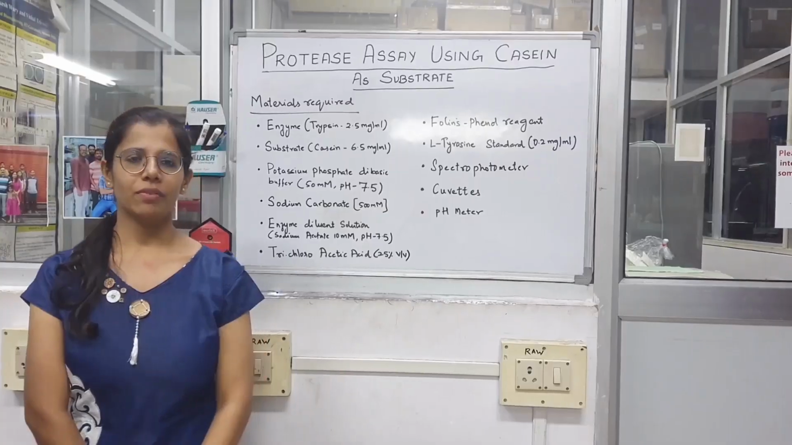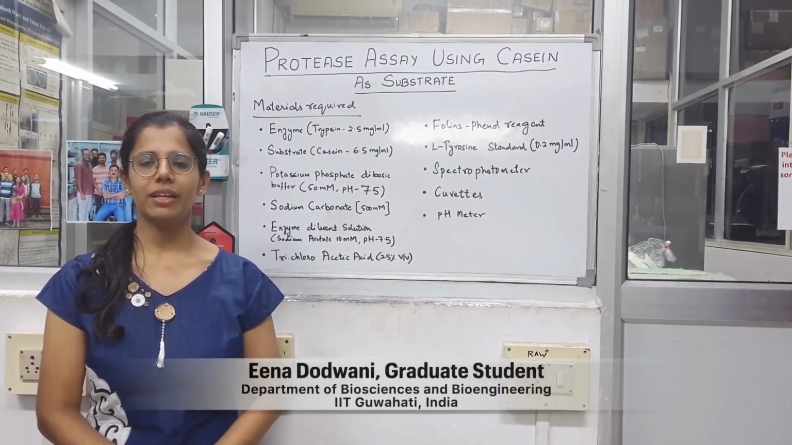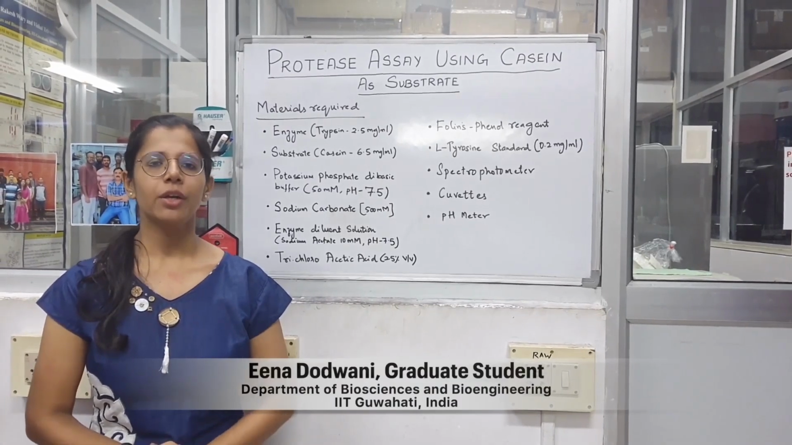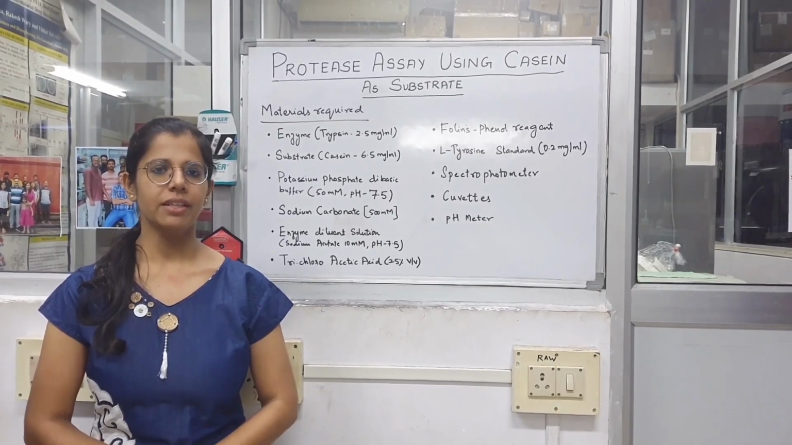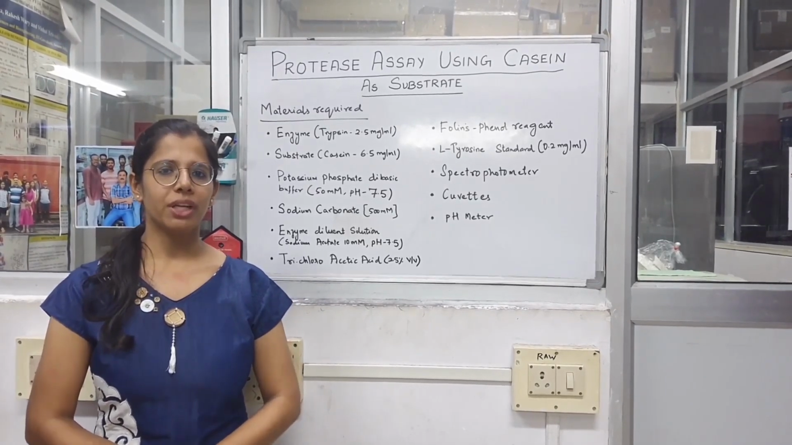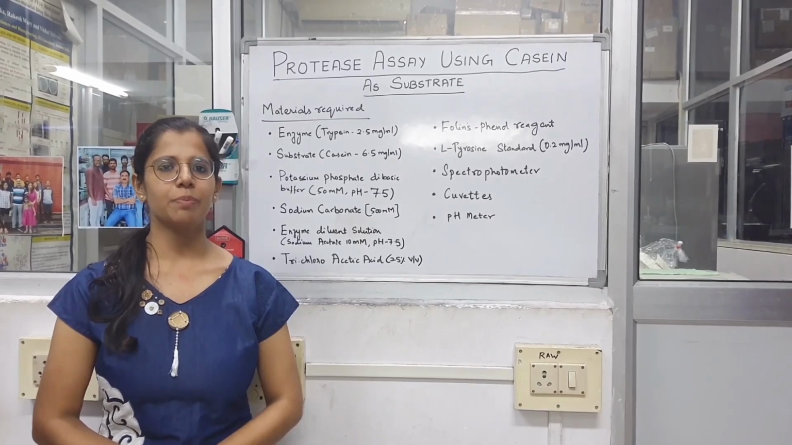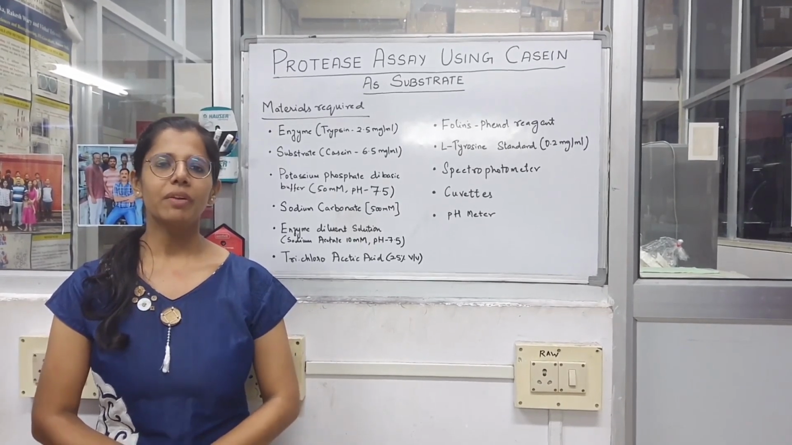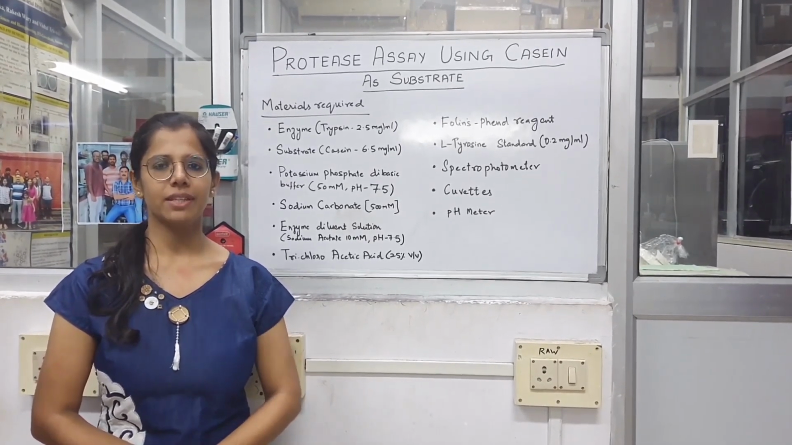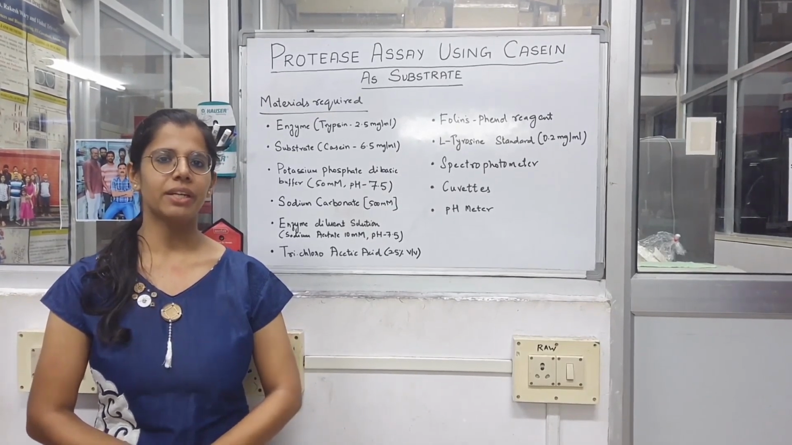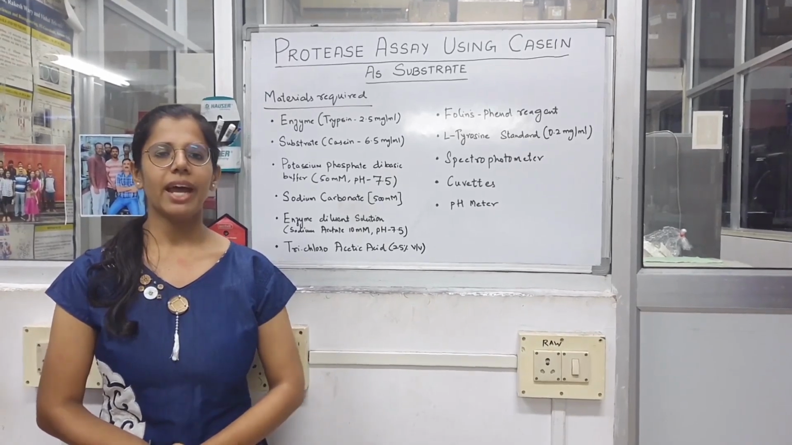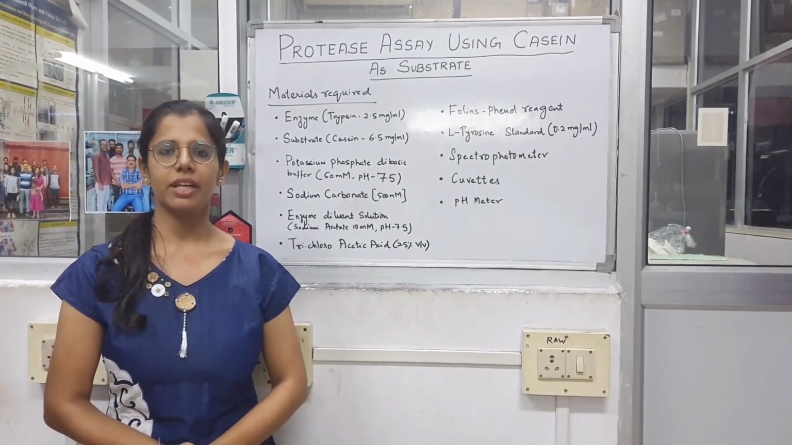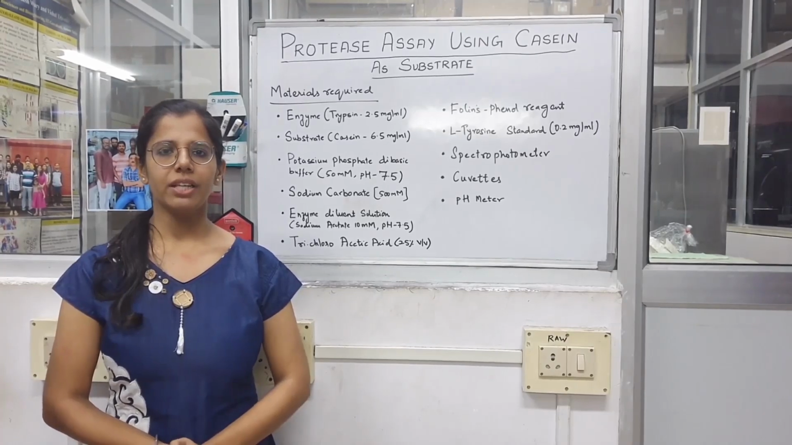Hello everyone, this is Ina Dodwani from Malaria Research Group, IIT Guwahati. Today in this video, we will be performing protease assay using casein as substrate. Many other proteins can be used as substrate, that is BSA, gelatin, etc. But we will be using casein because casein is easily available and stable under storage conditions. We are using casein as substrate and trypsin, which is a serine protease, whose enzyme activity is to be determined.